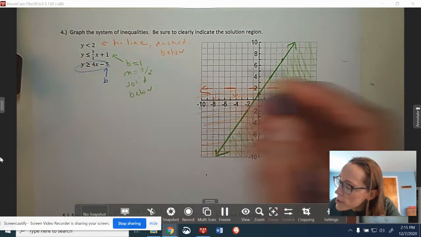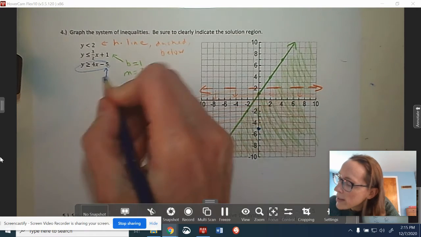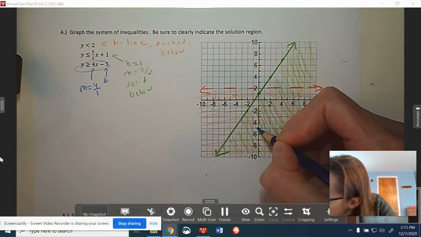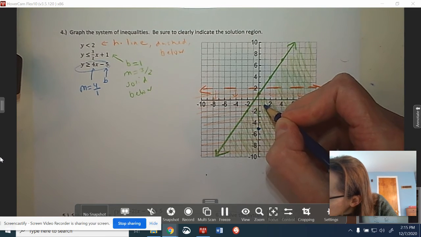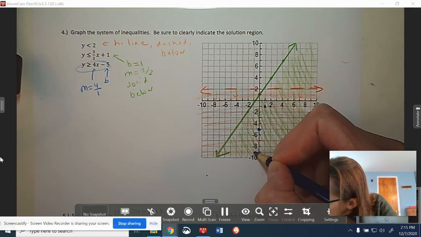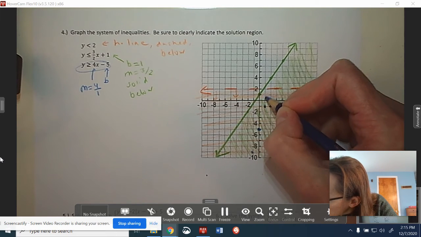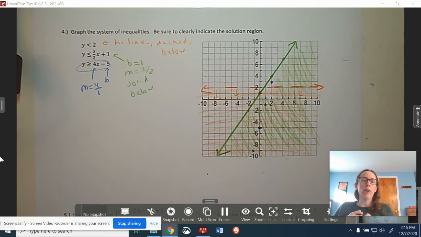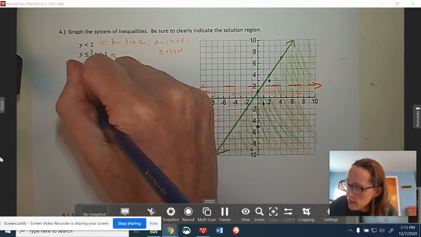So here's my y-intercept at -5. Here's my slope of 4. So I'm going to count up 4 and right 1. And I'm going to go down 4 and left 1. Let me go up 4 and right 1 more time. The more points, the more accurate my graph is. So I feel a little more confident about it. And that one's going to be solid.